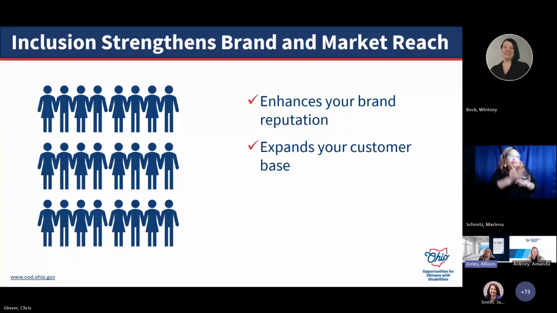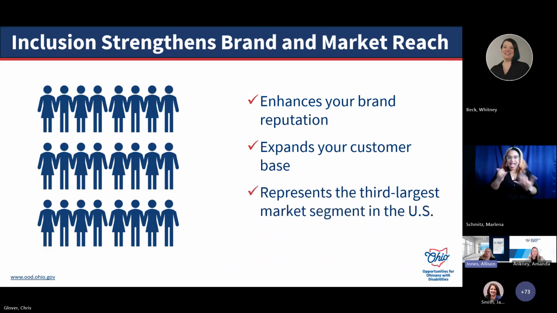Now, according to the Employer Assistance and Resource Network on Disability, or EARN, Americans with disabilities represent the third largest market segment in the US, with a combined disposable income of $490 billion. So inclusion sends a clear message. This is a company that values people, innovation, and accountability. Now, Amanda, can you tell us how leaders can start to put these ideas into action?